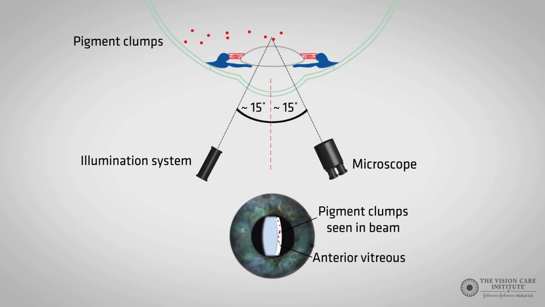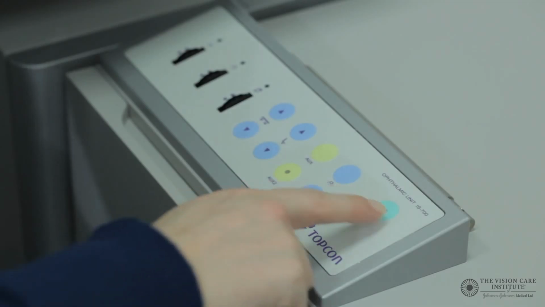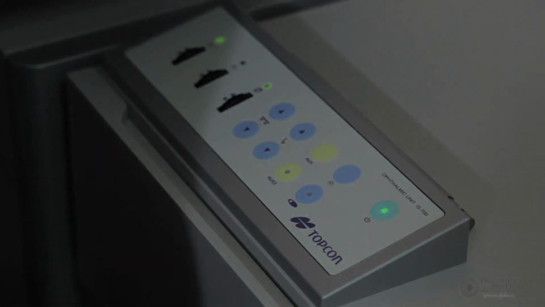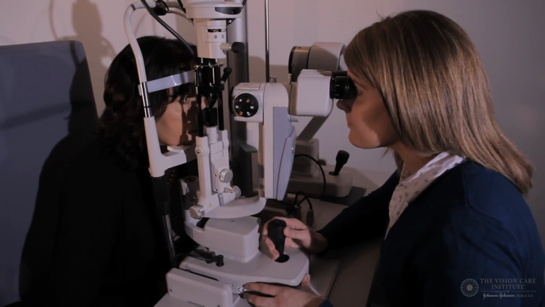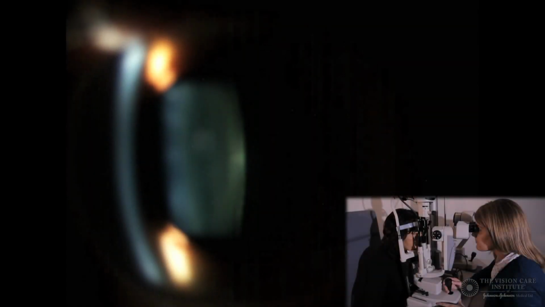To improve the visibility of the pigment clumps, we need to increase the contrast, so we should switch off all of the ambient light whilst examining the anterior vitreous. Also, as the pigment clumps might have settled due to gravity, it's a good idea to agitate the vitreous to make them move around and pass across the pupil. We do this by simply asking the patient to look in different directions and then straight ahead, so as to cause the vitreous to shudder.